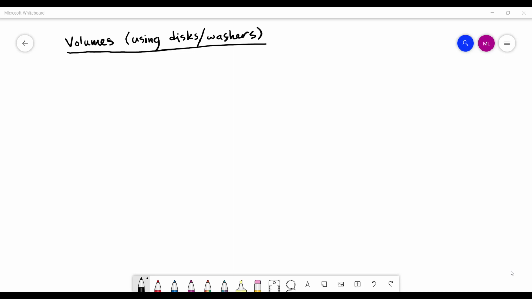In this video, we are going to work on computing the volumes of various objects using disks and washers. And it'll become more clear what I mean when I say disks and washers in just a little bit. The main idea, again, is going to rely on integration.